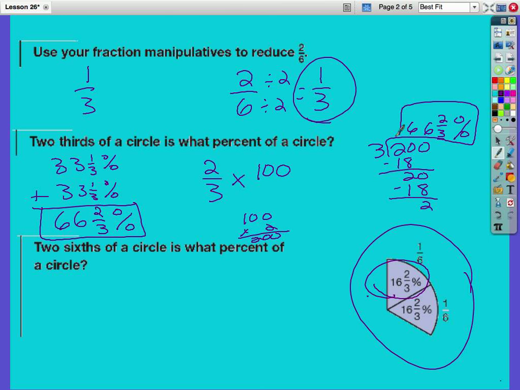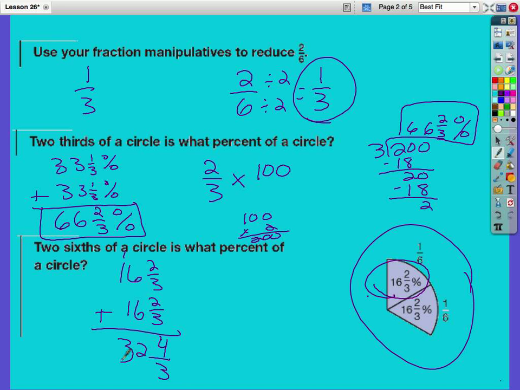Next example says 2/6 of a circle is what percent of a circle? Well, I have the 2/6 here. I can see I can do 16 2/3 plus 16 2/3. Now, when I add up 2/3 plus 2/3, my denominator stays the same. Get 4 on the top. Add up my whole numbers. I'll get 32. So 32 4/3.